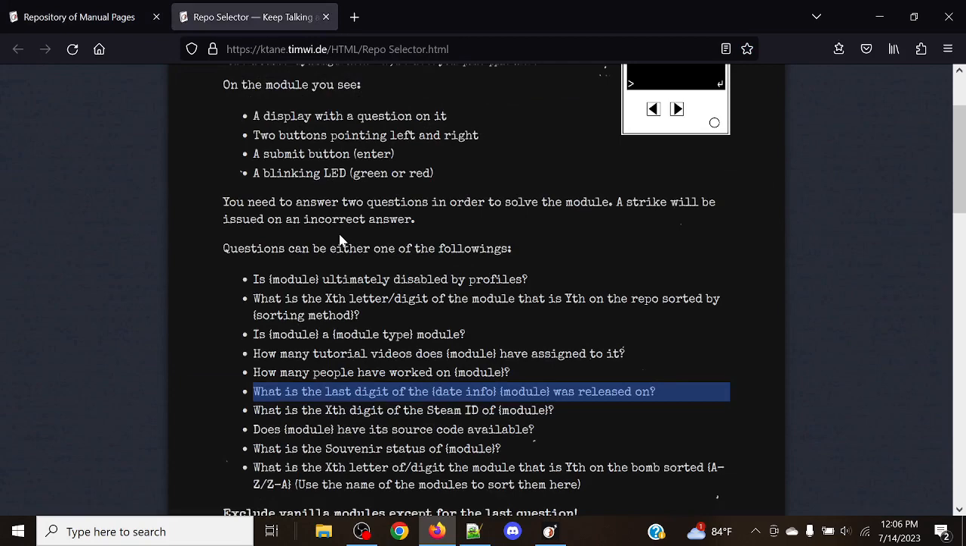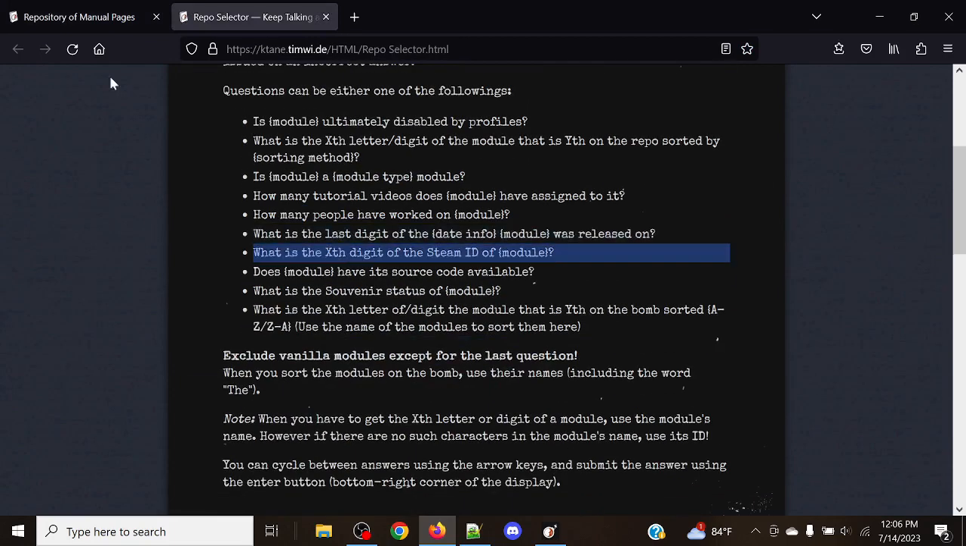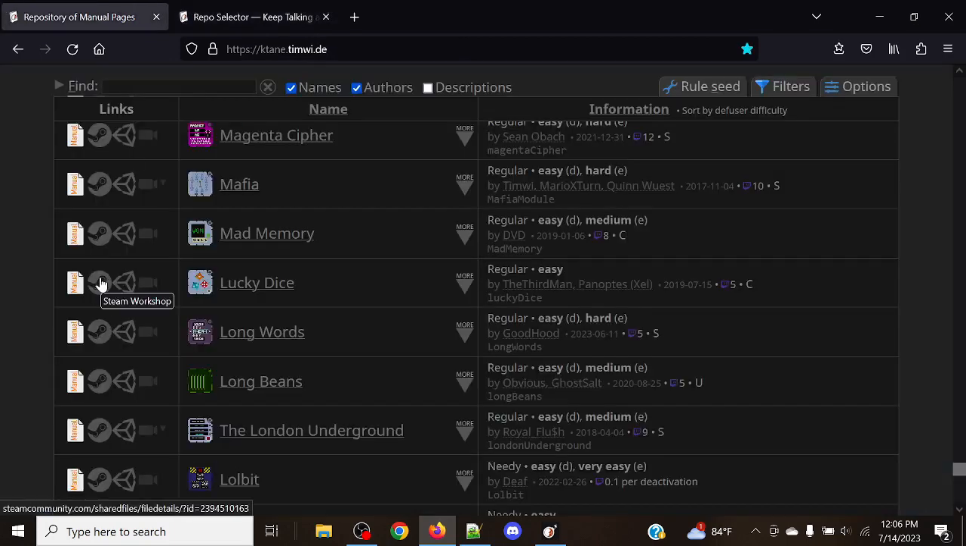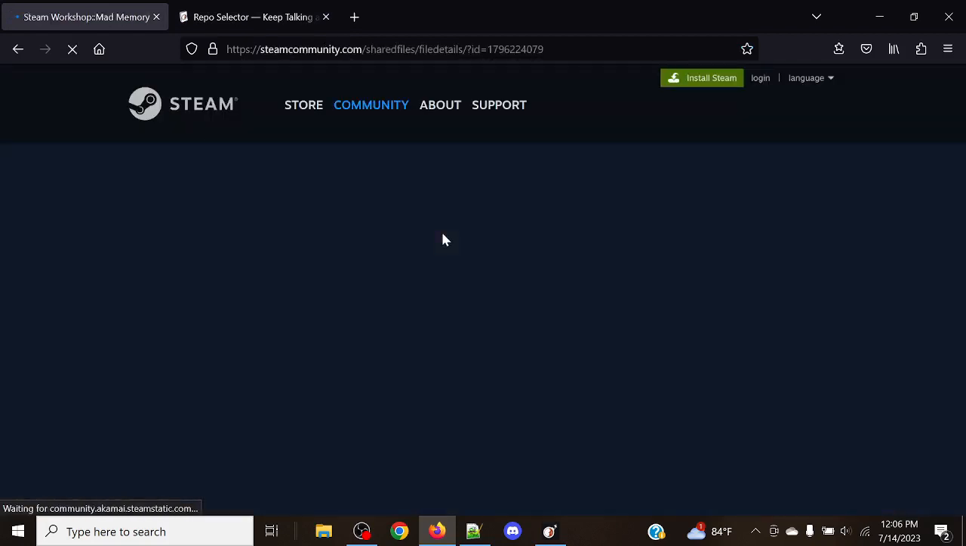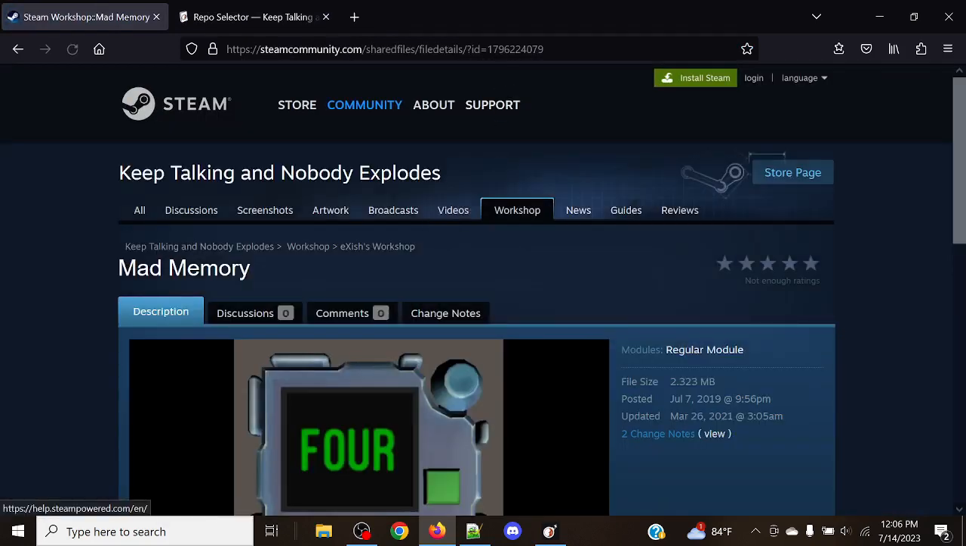So next up, what is the digit of the Steam ID of this module? If we look at the Steam ID, we can go into the Steam Workshop, let's go to Mad Memory, for example. It might ask what's the 7th digit of the Steam ID. The ID will be up here. 1, 2, 3, 4, 5, 6, 7. The 7th position would be a 4 in this case, and that would be our answer.